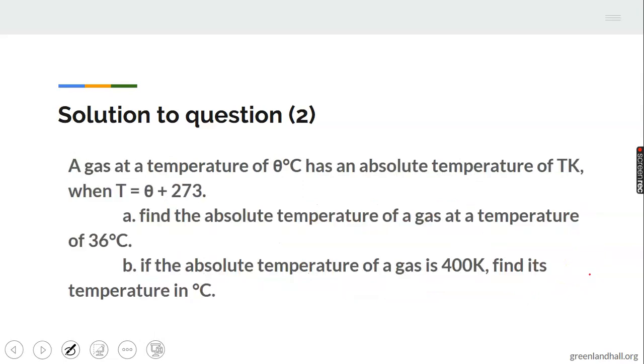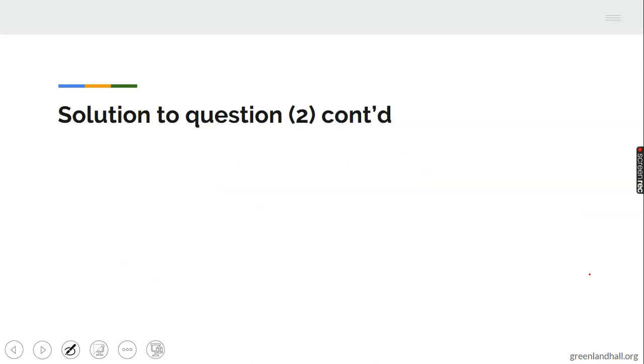Okay, that's all. A gas at a temperature of theta degrees Celsius has an absolute temperature of T Kelvin when T equals theta plus 273. Find the absolute temperature when the temperature is 36 degrees Celsius. Then find the temperature in degrees when the absolute temperature is 400 Kelvin. This is just like example 1 that we solved. So if you follow very well, let's solve it now.